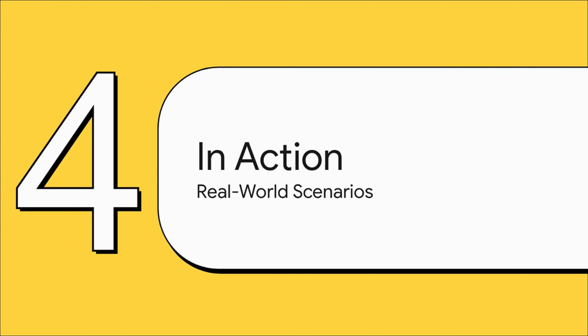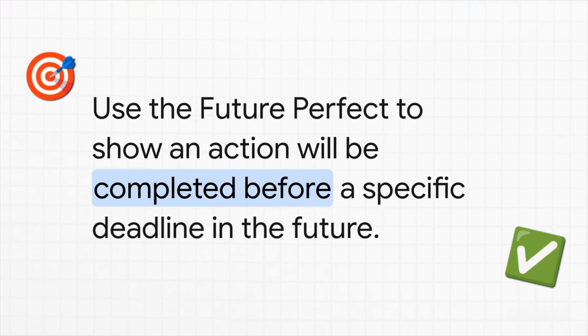Let's take this thing out for a spin, right? Let's go on a couple field missions and see how the future perfect actually works in the wild. So, this first one is probably where you'll use it the most, meeting deadlines. Think about any project, any chore, any task at all. This tense is just perfect for talking about getting something done before a certain time.